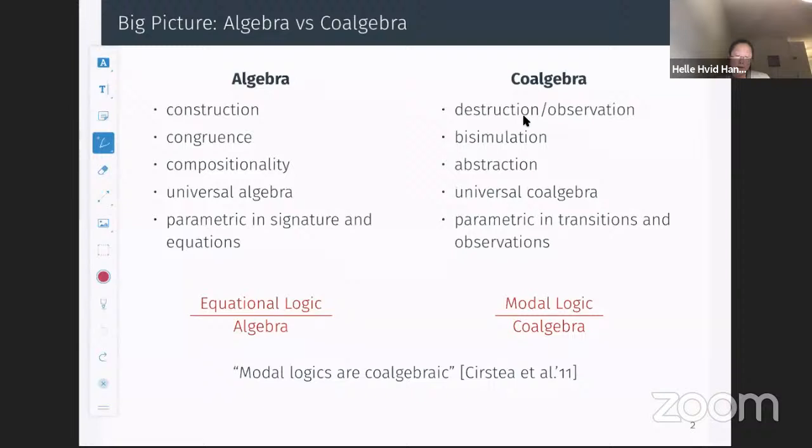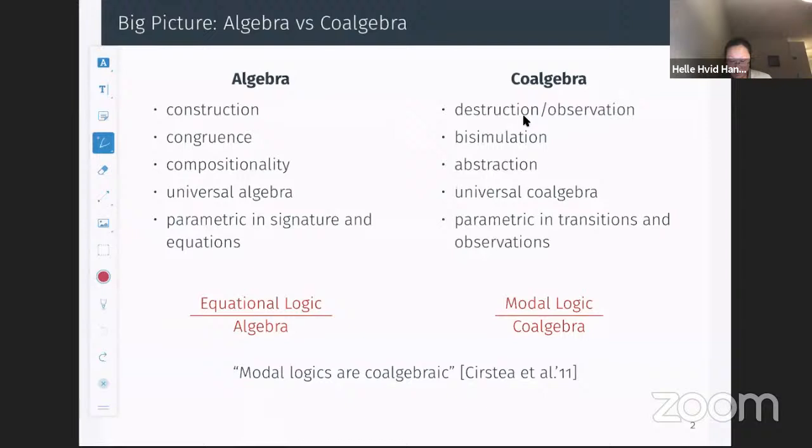Now we have a slogan that was phrased in a paper from 2011, and that is that modal logic is to coalgebra what equational logic is to algebra. So in other words, you can really say that modal logics are coalgebraic. There's a fundamental relationship between modal logics and coalgebra that mirrors that of equational logic to algebra. So that's where we're going.